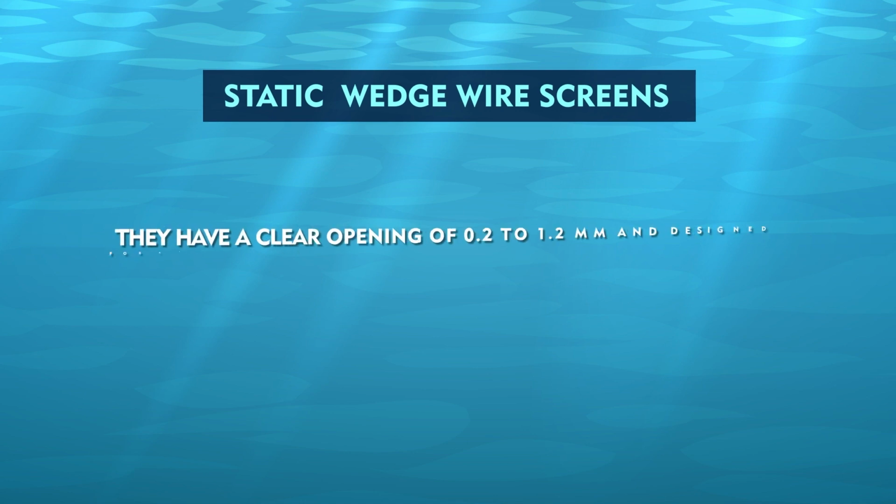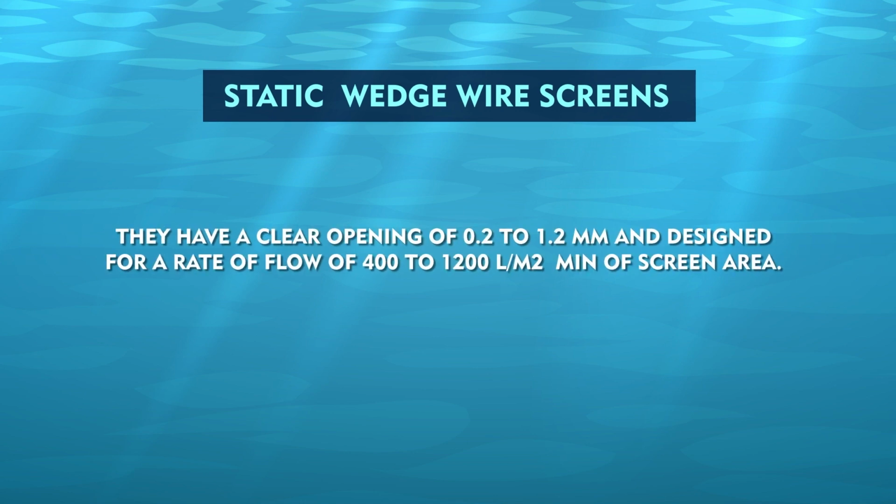Static wedge wire screens. They have a clear opening of 0.2 to 1.2 mm and are designed for a rate of flow of 400 to 1200 liters per square meter per minute of screen area.